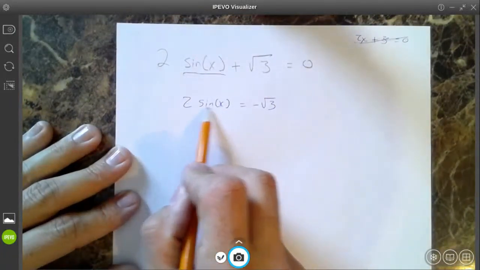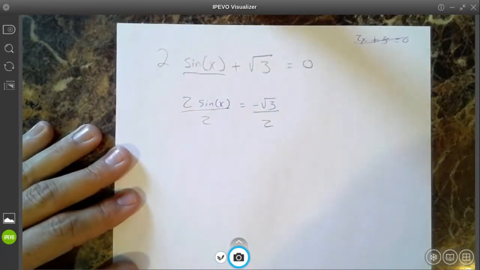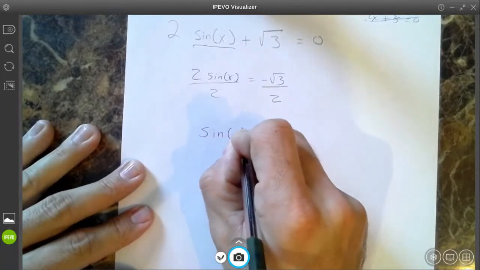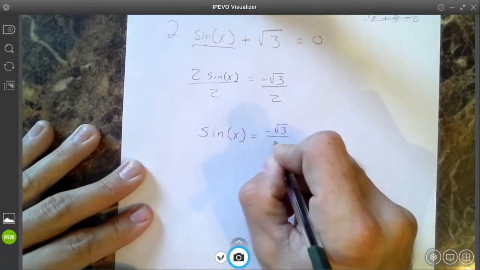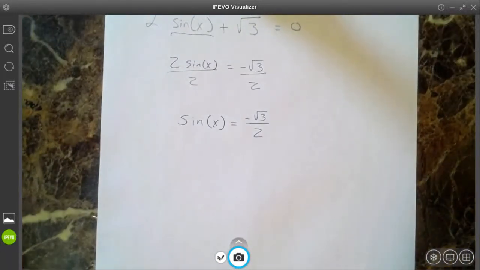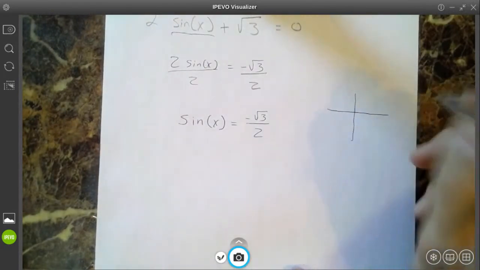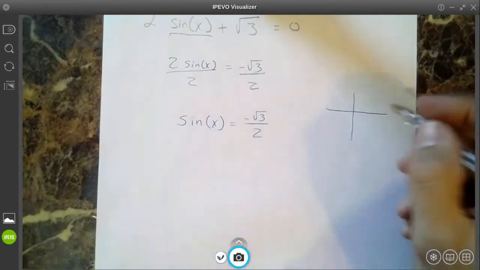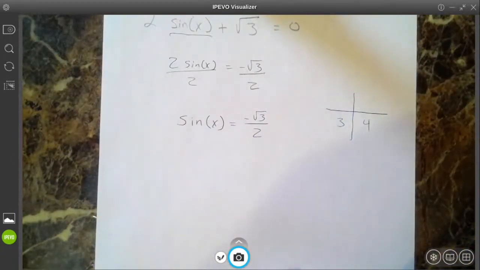And then to get this part by itself, I'm going to divide by 2. Divide by 2. So now I have my actual equation that I want to solve: sine of x is equal to negative square root of 3 over 2. Now from here, we can implement those little strategies from before. First thing, we need to remember what quadrants our answers are going to be in. Because sine of x is equal to negative, I know I have to be in these bottom quadrants, where the y values are negative.